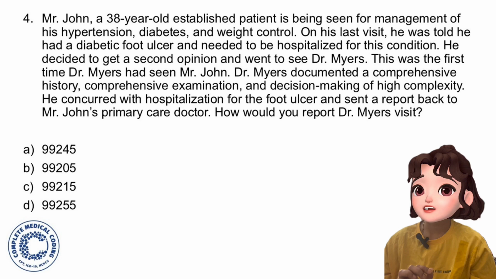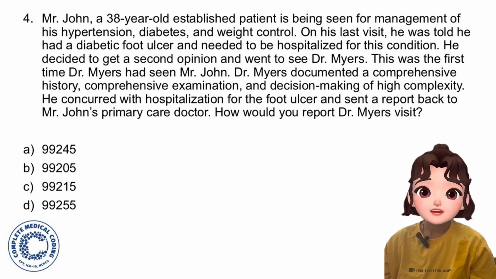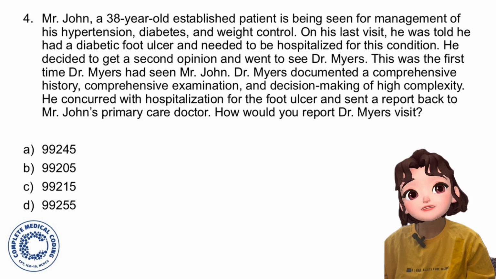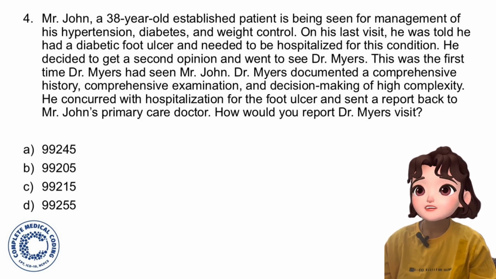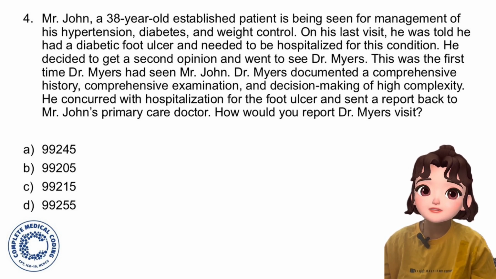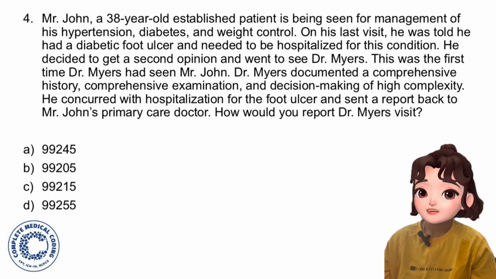So here you have to code only Dr. Myers' visit. What did Dr. Myers do? Dr. Myers documented a comprehensive history, comprehensive examination, and decision making of high complexity. So you have to find only that E&M code. Anyway, let's move to the options. What is the first one? 99245.